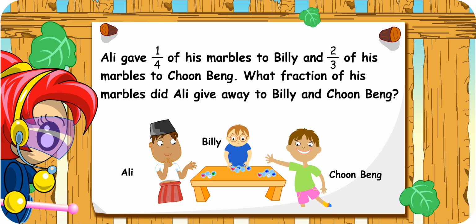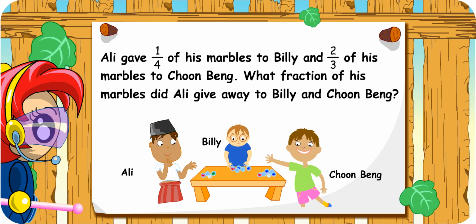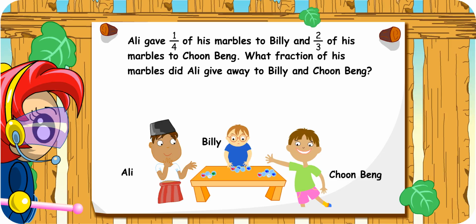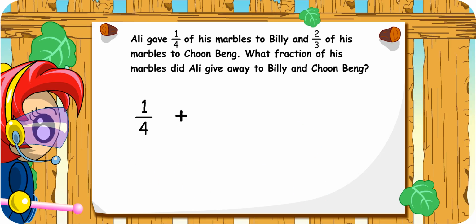Let's look at an example. Ali gave 1/4 of his marbles to Billy and 2/3 of his marbles to Chun Beng. What fraction of his marbles did Ali give away to Billy and Chun Beng? We write the sum as 1/4 plus 2/3. We can see that these fractions are unlike fractions, so we have to change them into like fractions.